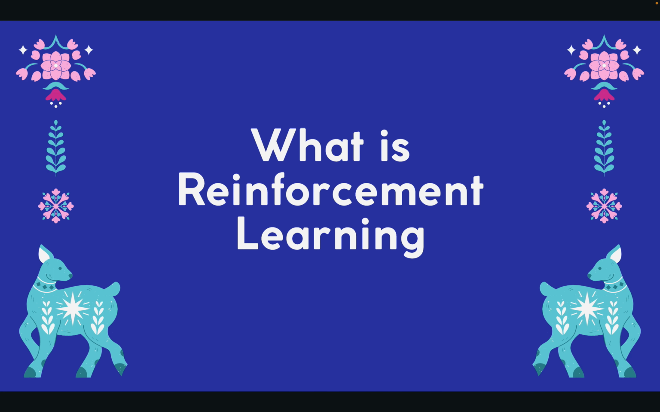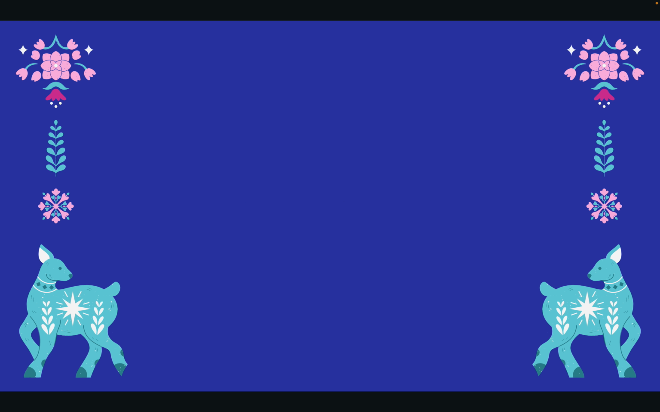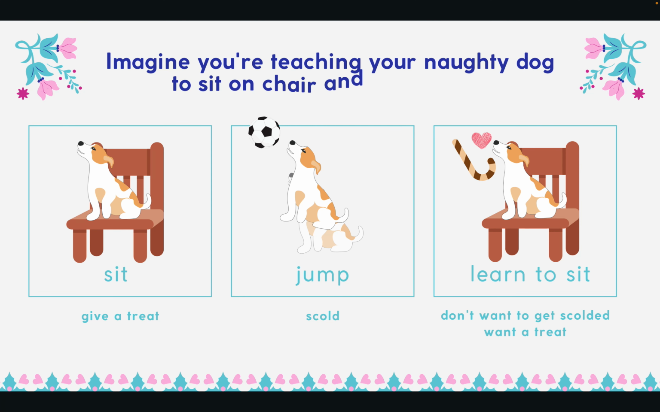The first one, what is reinforcement learning? Reinforcement learning is a type of machine learning that involves training an agent to make a decision based on the reward it receives for its action. The goal of reinforcement learning is to teach an agent how to make the best decision possible based on the available information, with the goal of maximizing the total reward it receives over time.